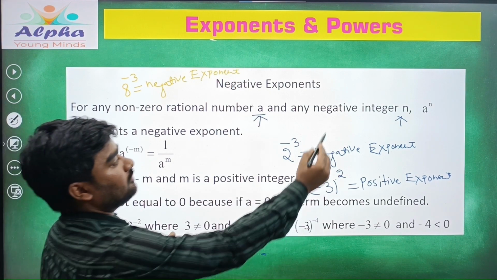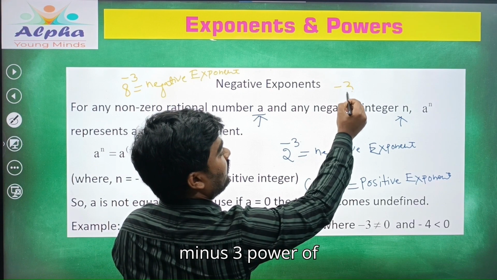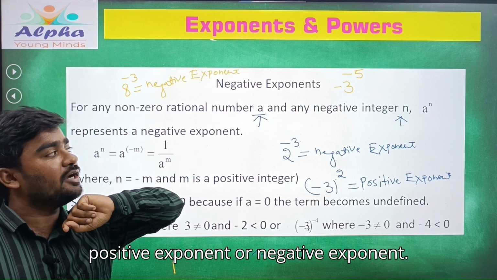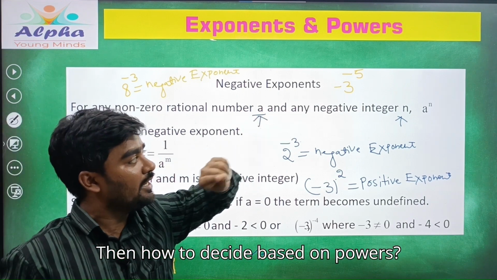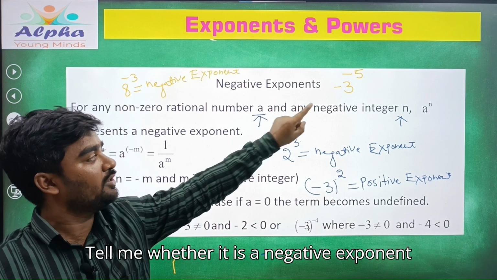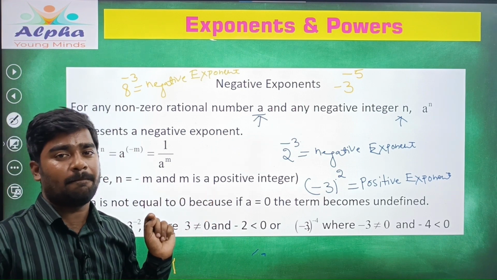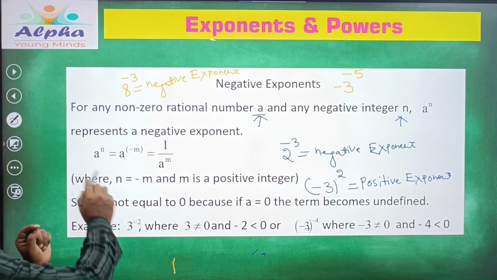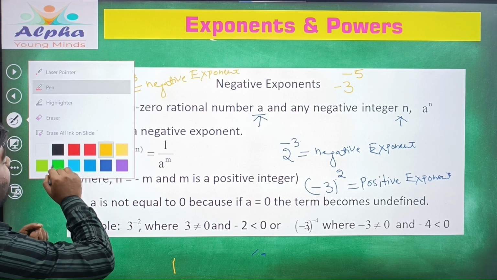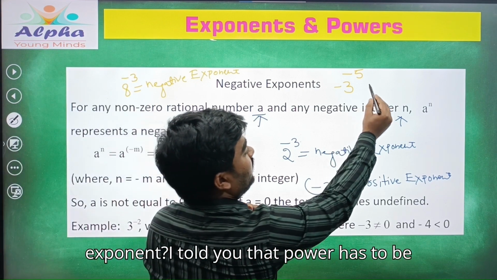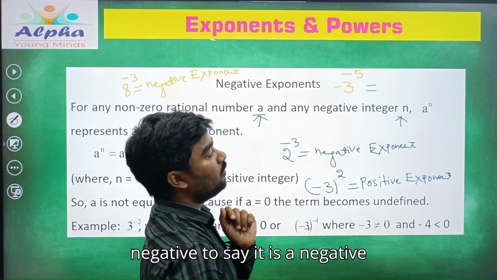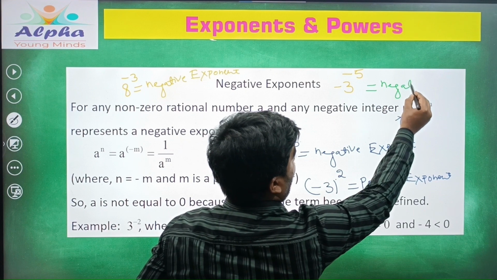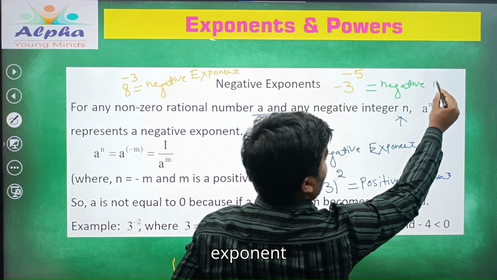Similarly, if I take minus 3 to the power of minus 5, tell me whether it is a positive exponent or negative exponent. How to decide based on powers? Correct. It is a negative exponent. I told you that the power has to be negative to say it is a negative exponent.